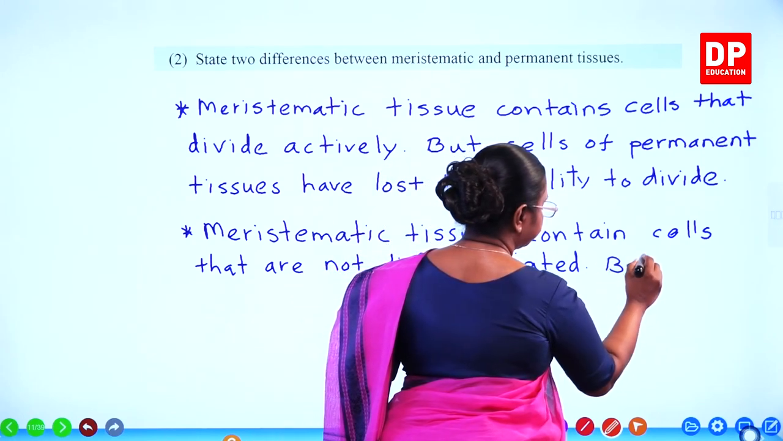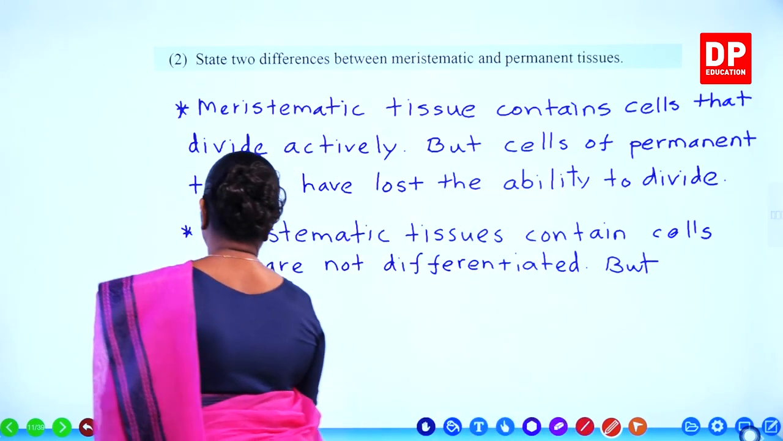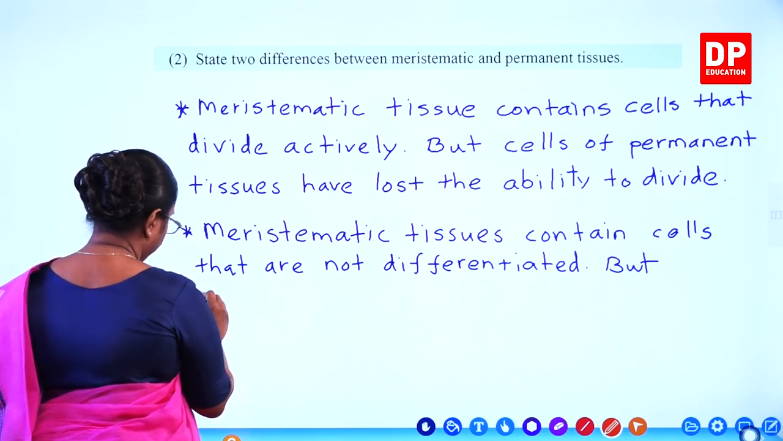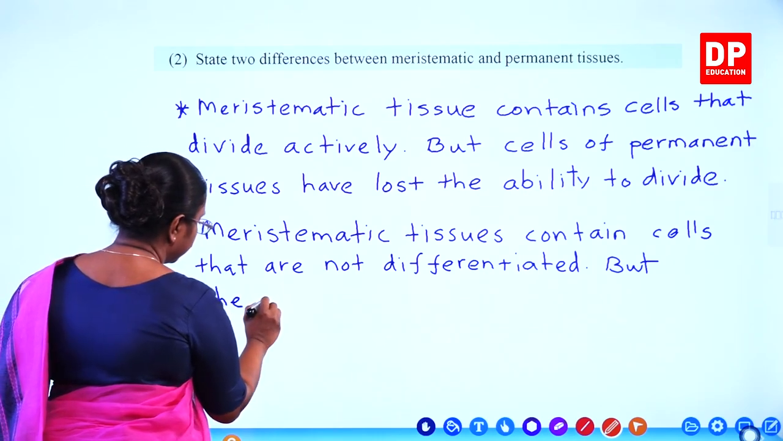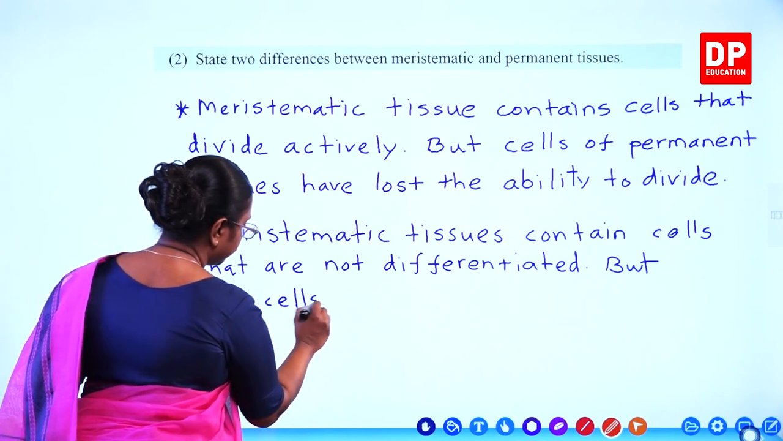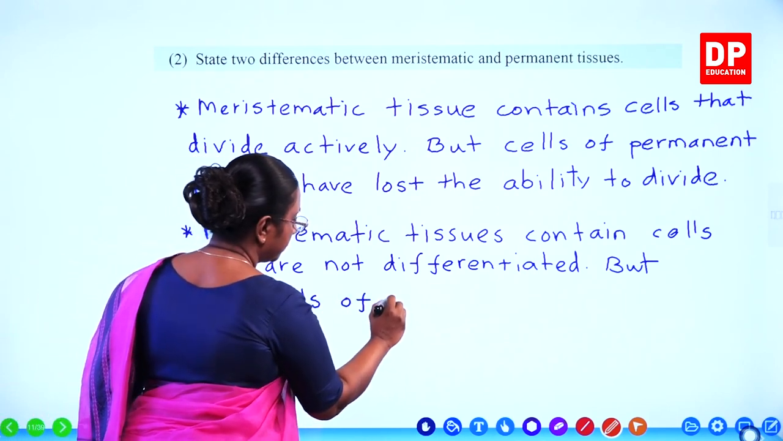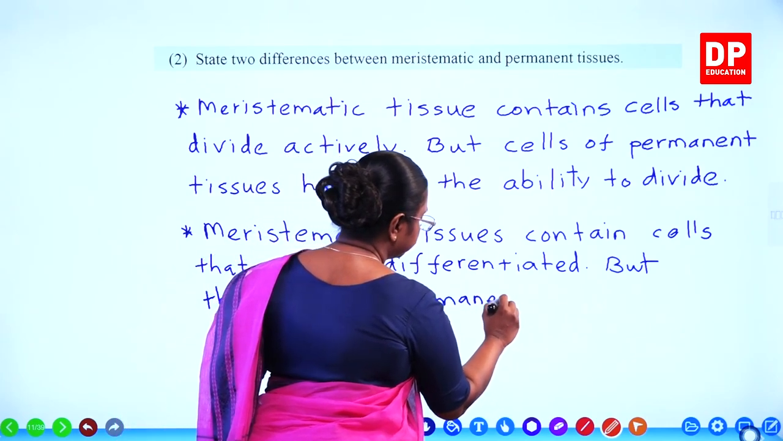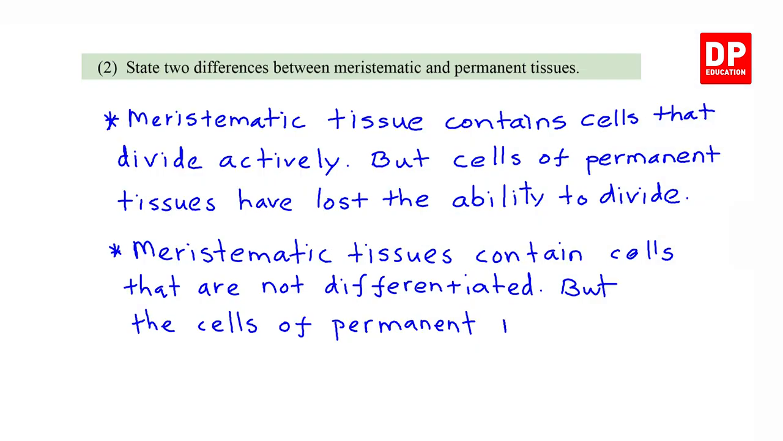But the cells of permanent tissues are differentiated.